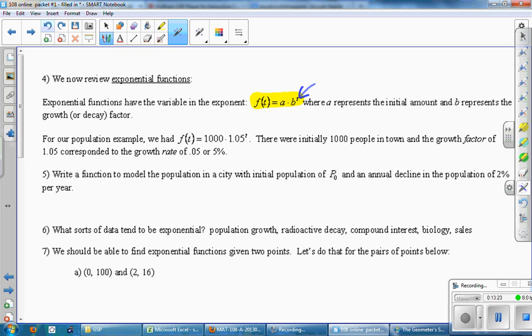It's that t. Okay, so for the population example, we had f(t) is 1,000 times 1.05 to the t. So hopefully we can match these things up. That 1,000 is the a. 1.05 is the b. There were initially 1,000 people in town. Oh, I think that's a typo. Didn't we start with 10,000?